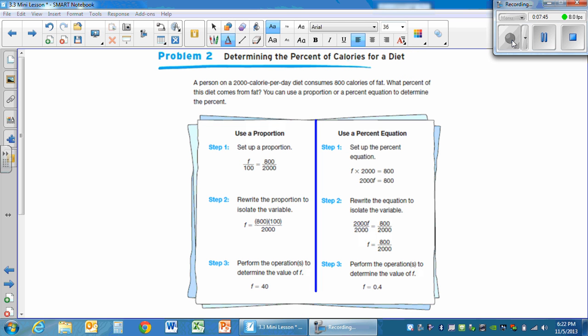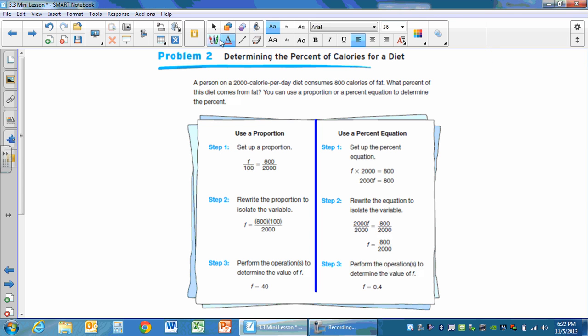Number 2, they say a person on a 2,000 calorie per day diet consumes 800 calories of fat. They want you to now find the percent of how much fat that is in their daily consumption. You again can use two ways to do this. You can set up a proportion, or you can use the percent equation. If you're going to set up a proportion, remember that you always have to put your percent over 100. In this case, we're looking for the percent, so we leave it as F. We set it up over 100. Our part is the 800 calories of fat, and then the total is the 2,000 calories per day.